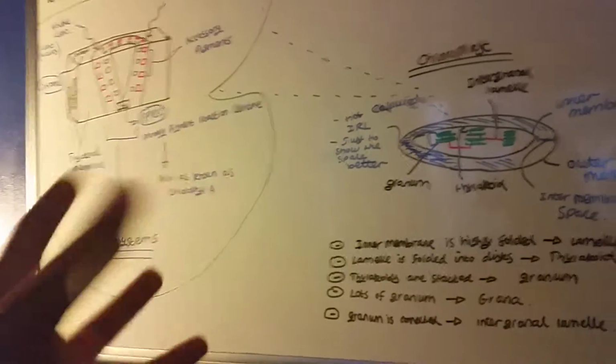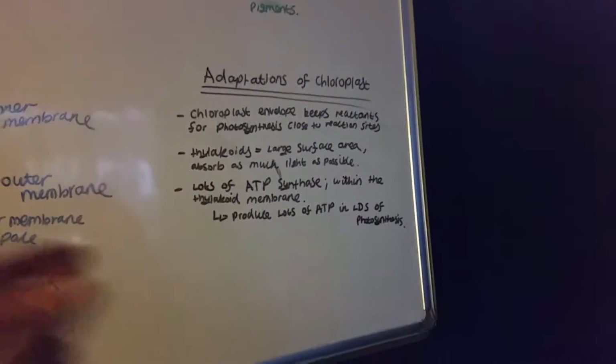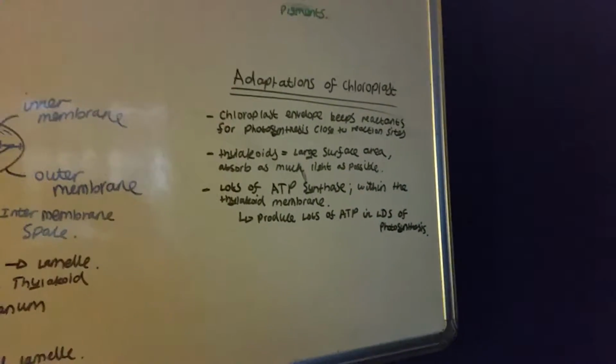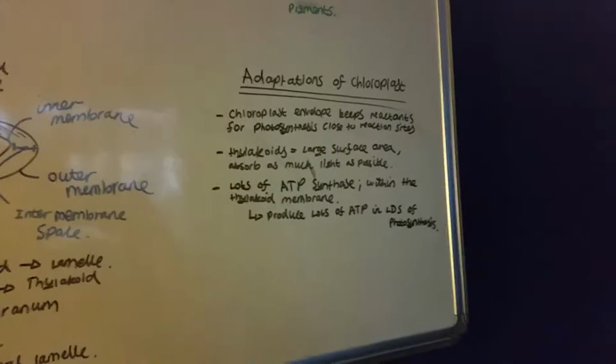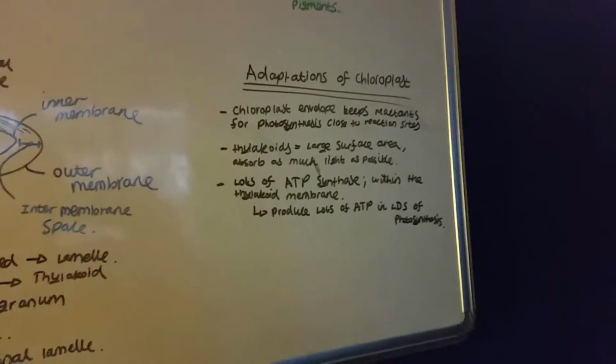On this thing here, like this white space here, it's longer, but I haven't drawn it on. There's lots of ATP synthase, which can produce a lot of ATP from substrate level phosphorylation in the light dependent stage of photosynthesis.